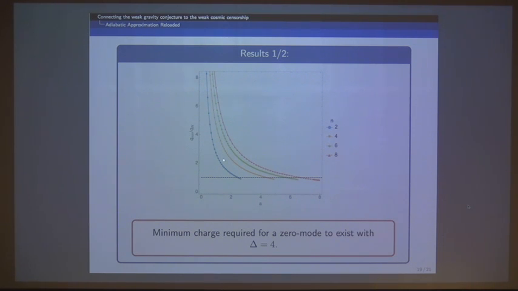The fact that each of these curves crosses this line means that you form hair before you reach the singularity. So the dominant solution will now be one with hair. So from this, it seems that the weak gravity conjecture saves you from the existence of this maximum value. This is for one value of delta.